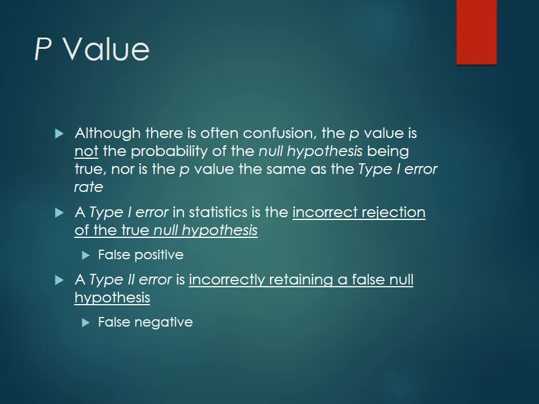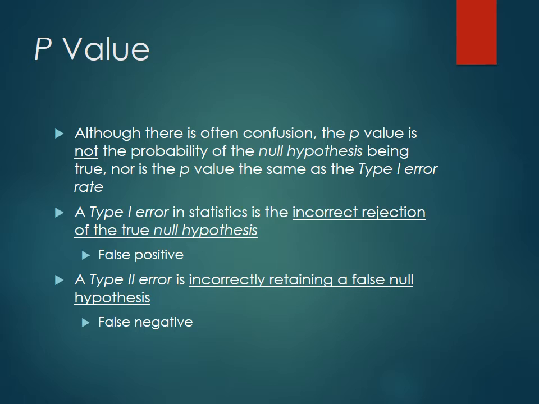Now, when we're talking about different types of errors that can be made and whether or not our results are statistically significant, we're going to talk about type 1 errors and type 2 errors. Okay, so a type 1 error is basically us incorrectly rejecting the true null hypothesis. So basically saying that there is a difference here when there really is no difference between the groups. Okay, so this would be a false positive, another term for this. Okay, so that's a type 1 error.